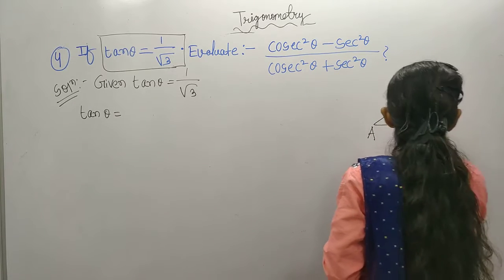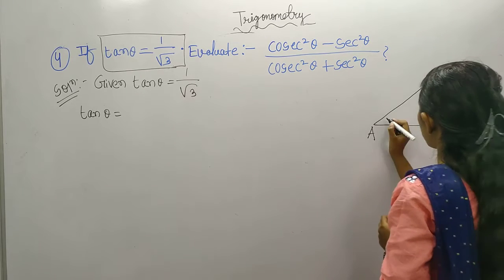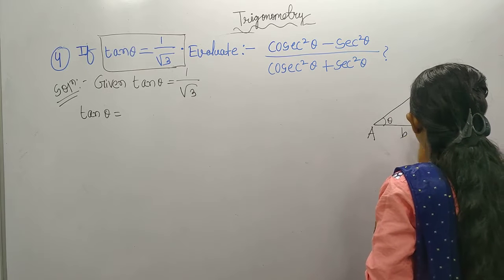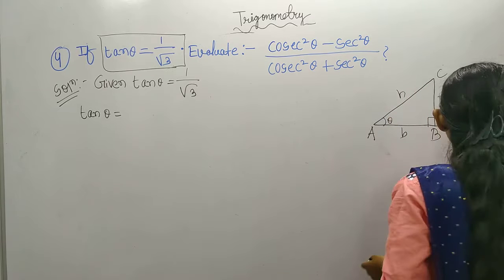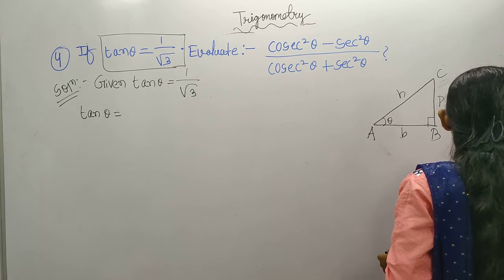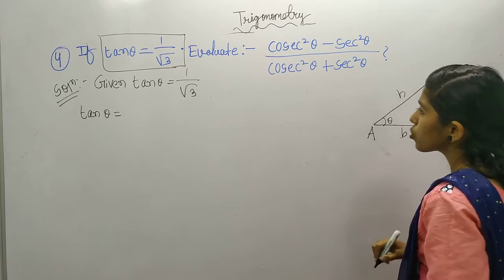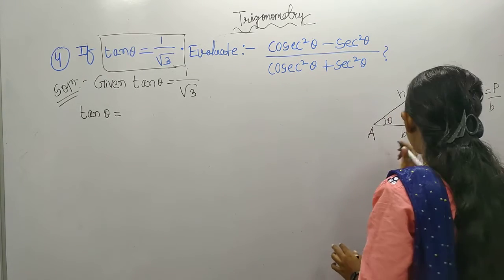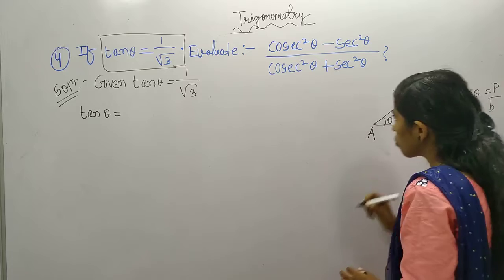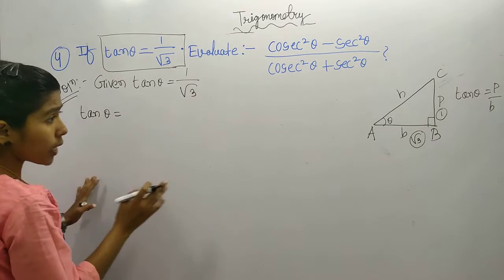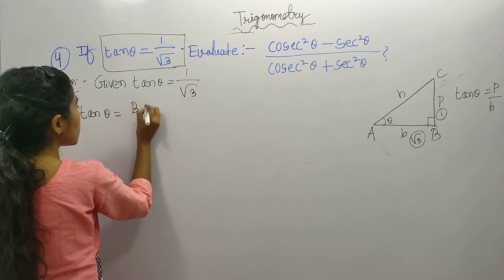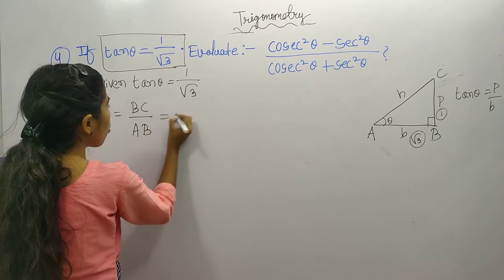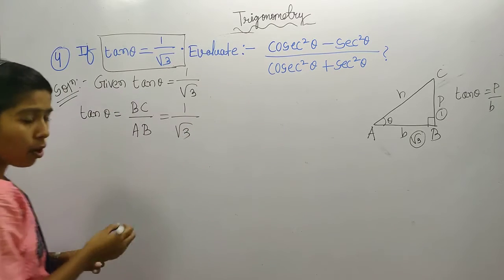This is A, this is B and this is C. Theta, P (perpendicular), base, hypotenuse. So what is the formula for tan theta? P by B. Here it's given perpendicular is 1 and base is root 3. So we write perpendicular BC divided by base AB, which equals 1 by root 3.